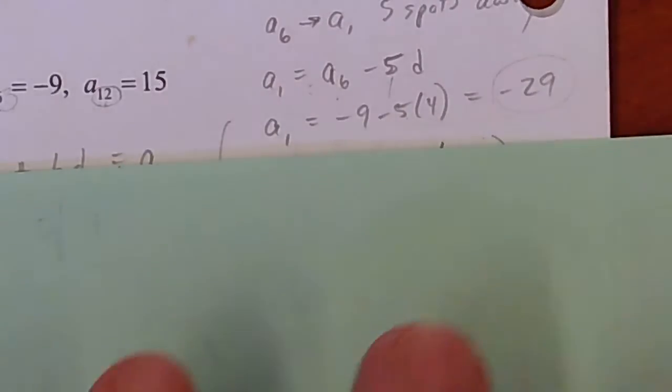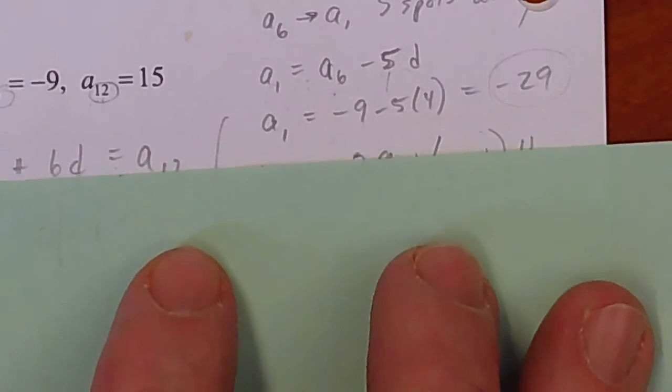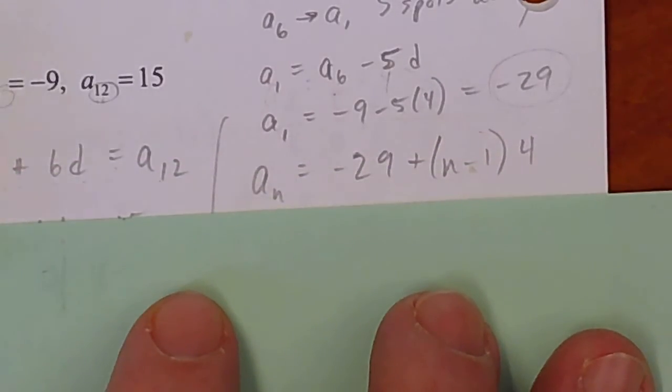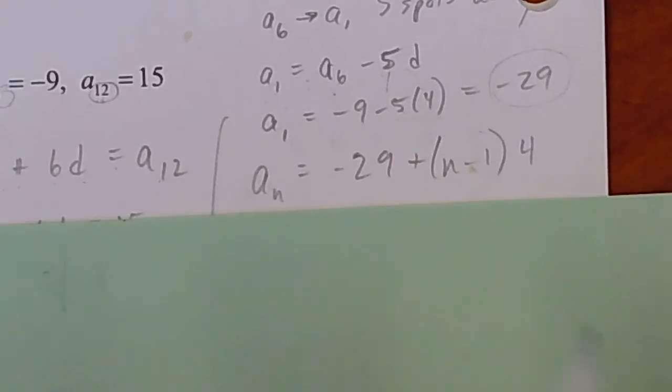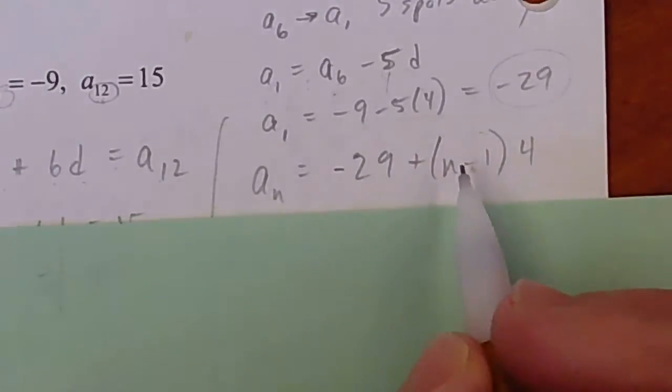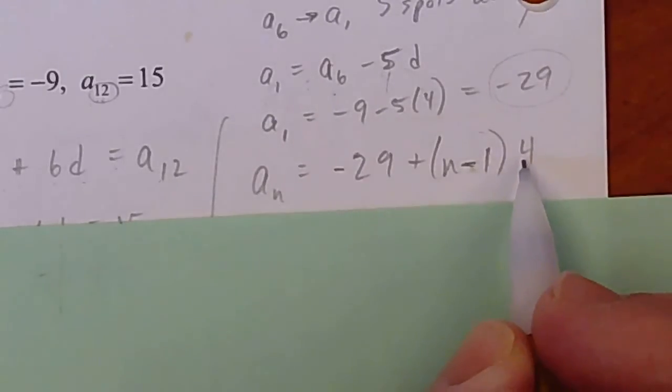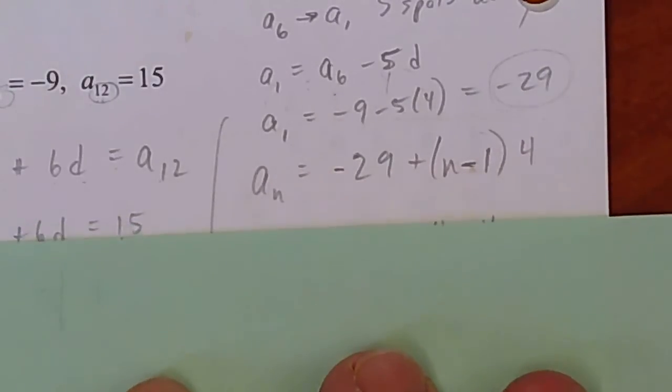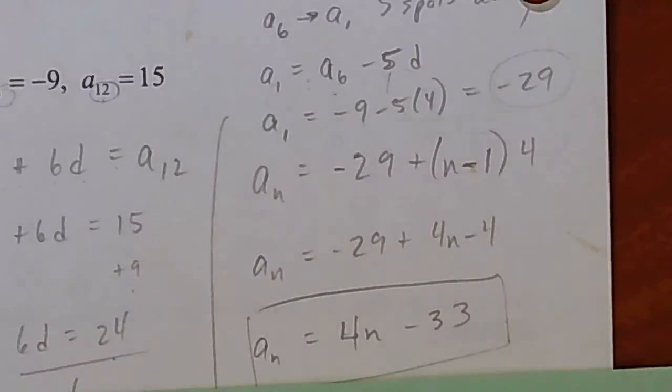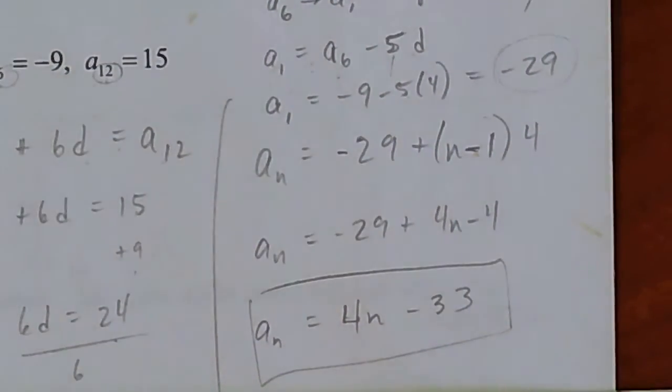Like I said, this is a little more advanced. Don't get too stressed out. If you're stuck on it, number 11 is something you got to focus on a little more. So now I've got A1 plus n minus 1 times the common difference of 4. Distribute the 4. And then we get this for the answer.